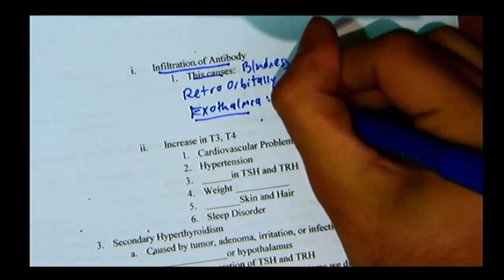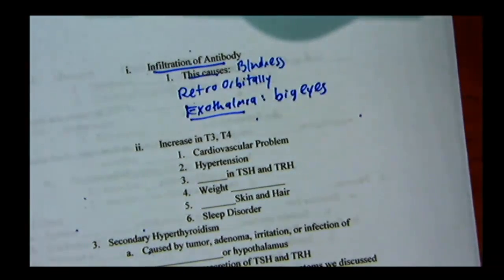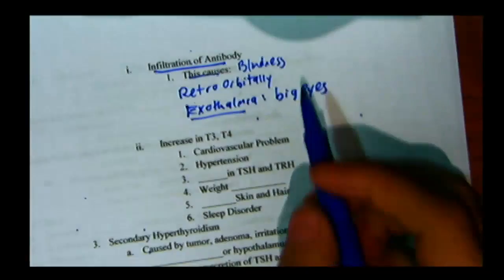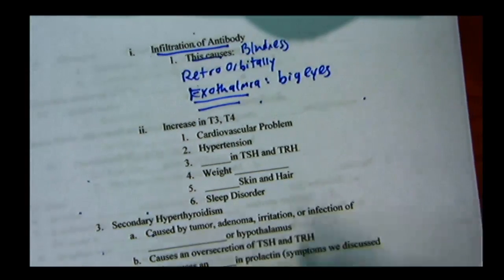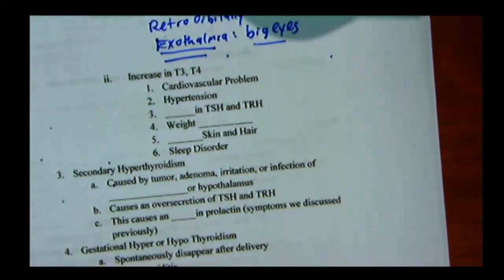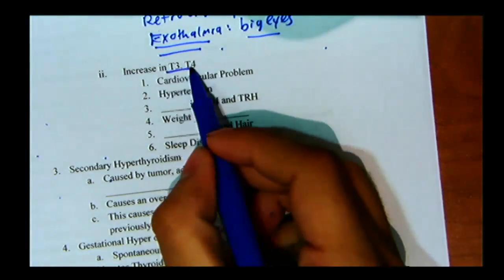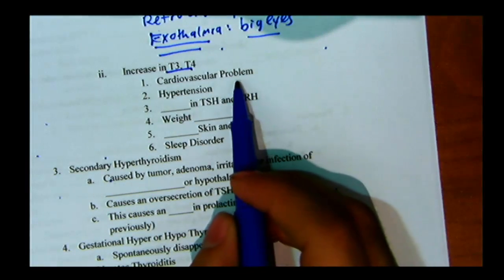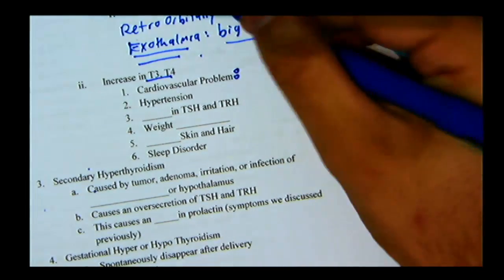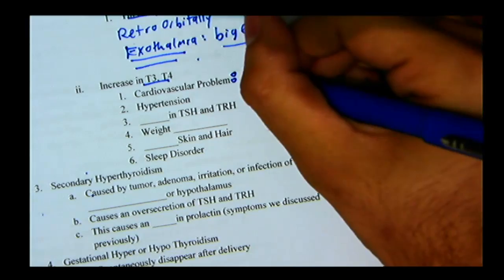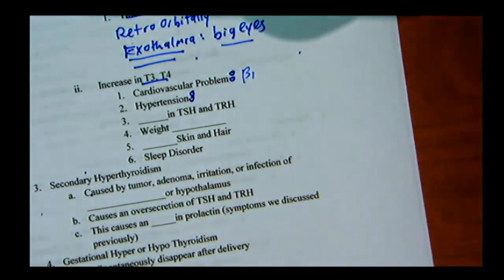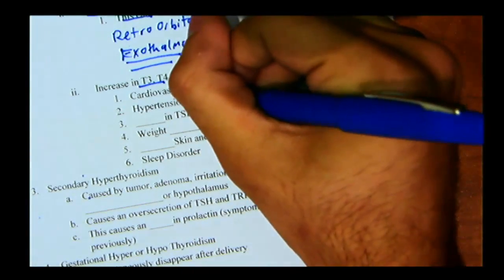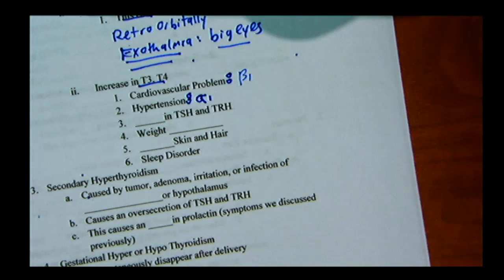Awesome. So now we're at the increase in T3, T4. So that causes cardiovascular problem due to what? Overstimulation of what receptor? Beta 1. Causes hypertension due to overstimulation of what receptor? Alpha 1. Causes what in TSH and TRH if it's primary? Decrease. Is it weight gain or weight loss? Weight loss. Is it dry or wet skin? Or oily? None of the above. And sleep disorder.